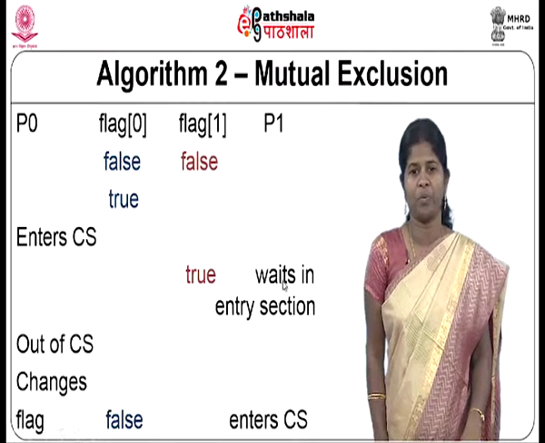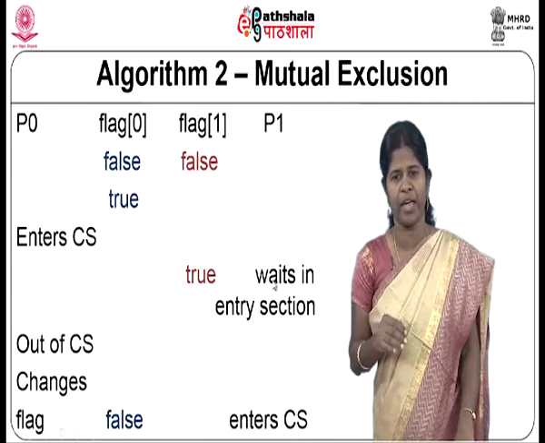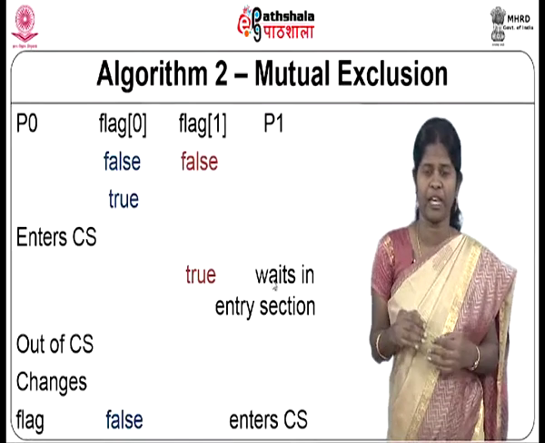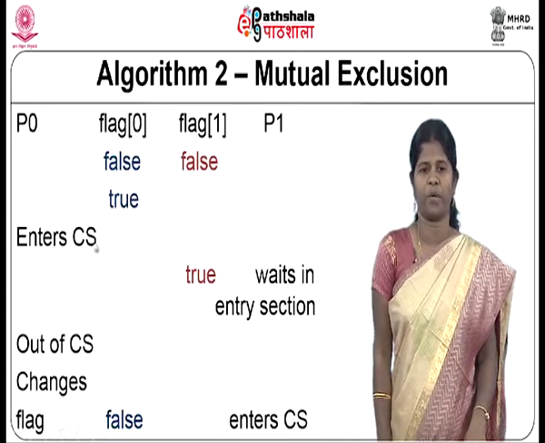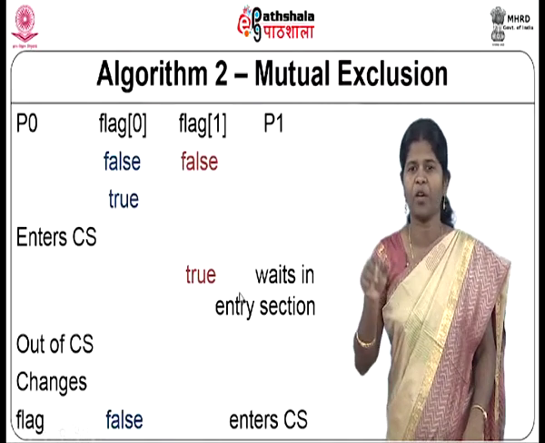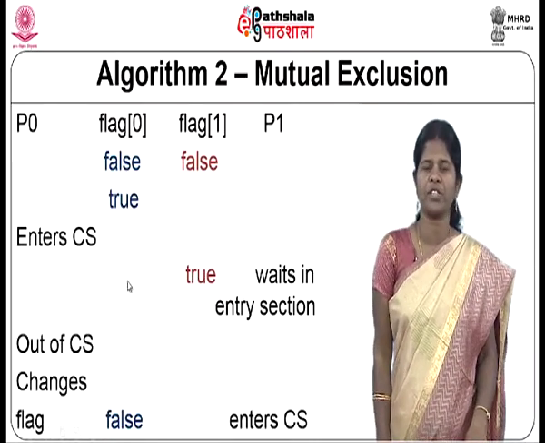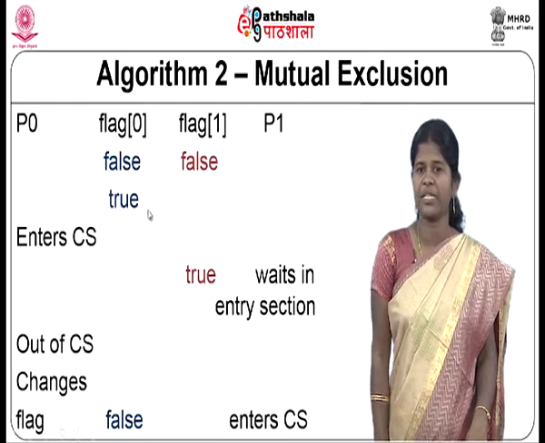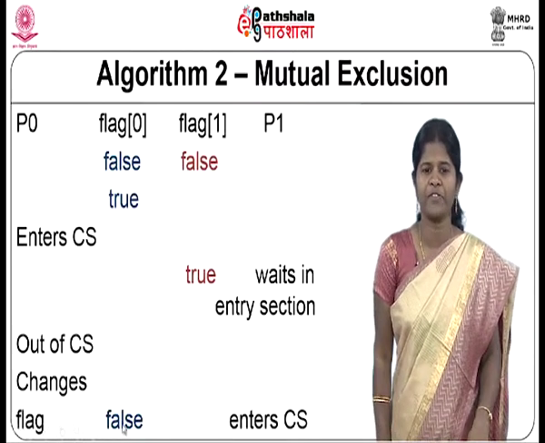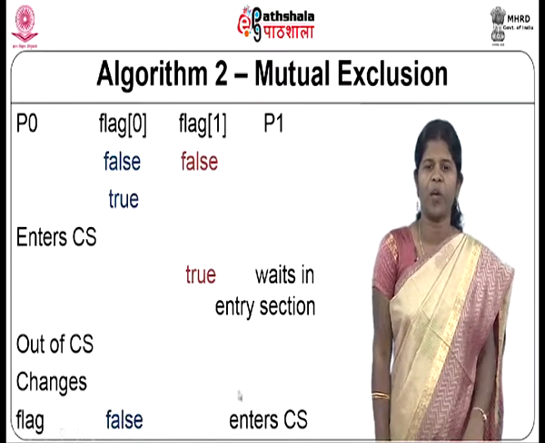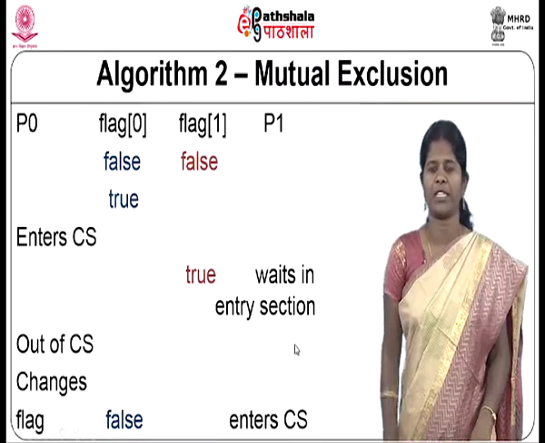What will happen to P1? P1 is currently in the while loop. It is continuously checking if flag of 0 is becoming true or false, that is while flag of j. So P1 is continuously checking if flag of 0 is true or false. As long as the flag was true, it was waiting, and now flag of 0 has become false. So while of false makes P1 come out of the while loop, and P1 enters the critical section.